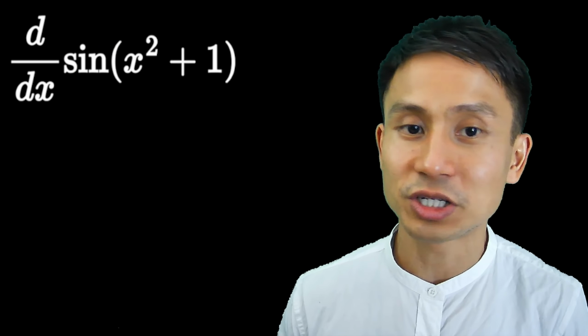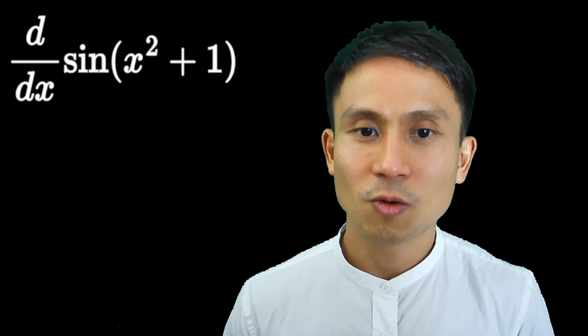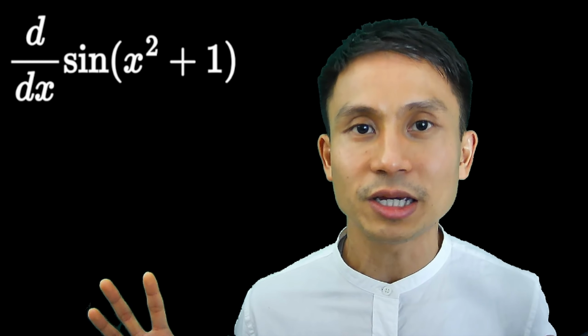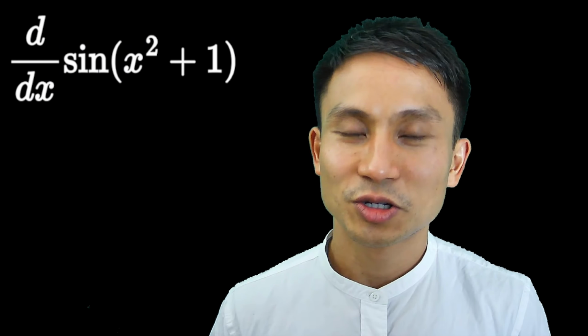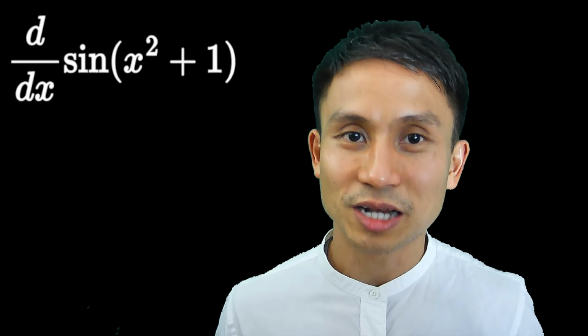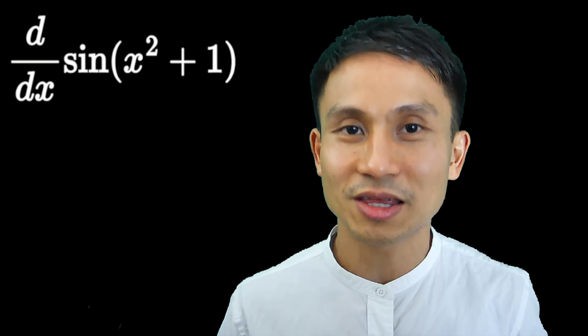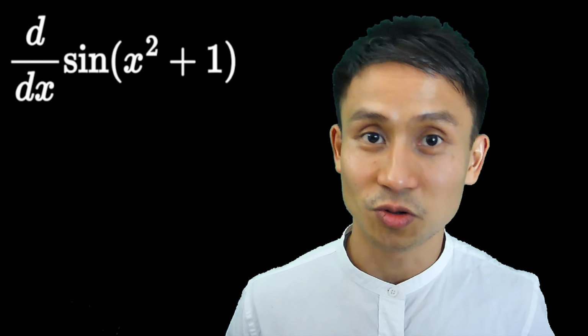Next, we have a different function here. So we've got to differentiate sine of x squared plus 1. Well, if you look at the biggest picture here, it is a sine of something. So here we have the outer function and the inner function. There is nothing more suitable than the chain rule. So let's use the chain rule.